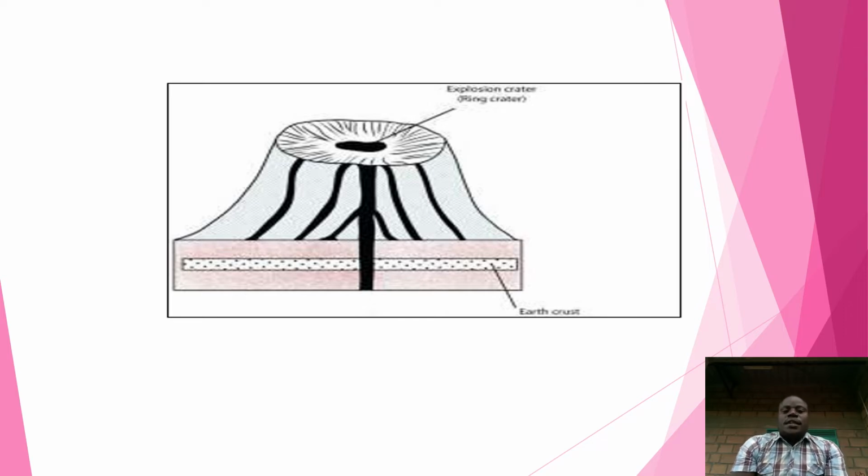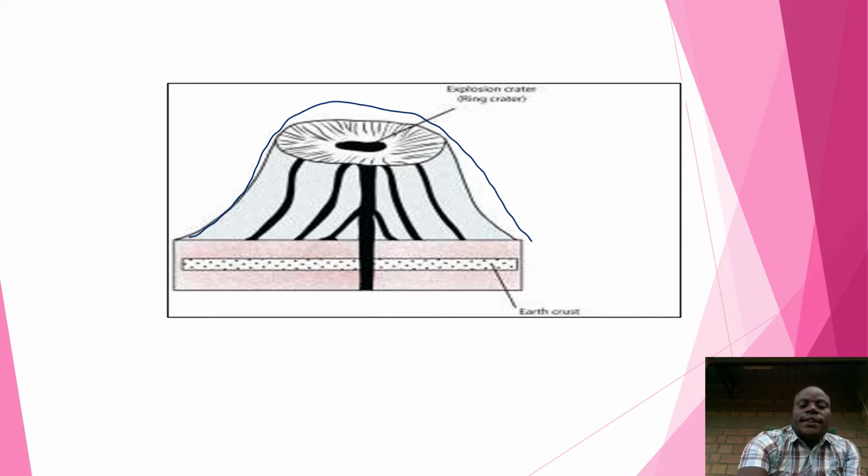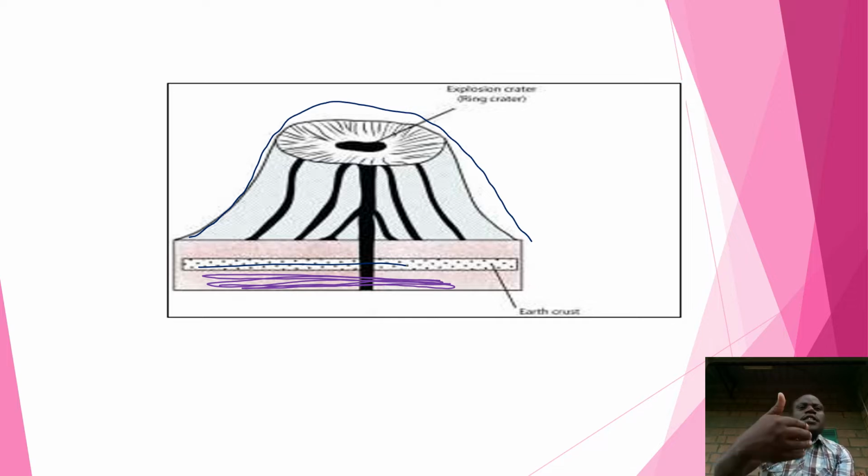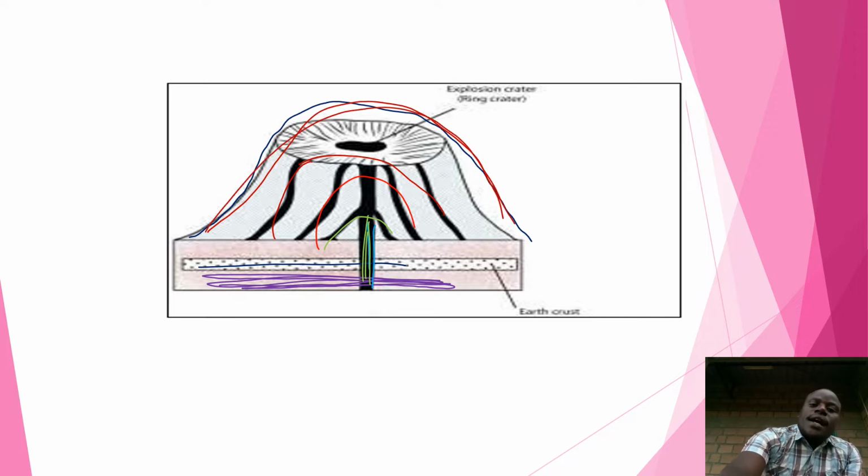Maybe this diagram may help us. We may assume that before, this mountain was not there, but there were earth layers here with a chamber of magma here. Then after, this magma looked for its way out through the main pipe or the main vent. And when it reached Earth's surface, it kept on piling around the vent until it formed a highland called a volcano.